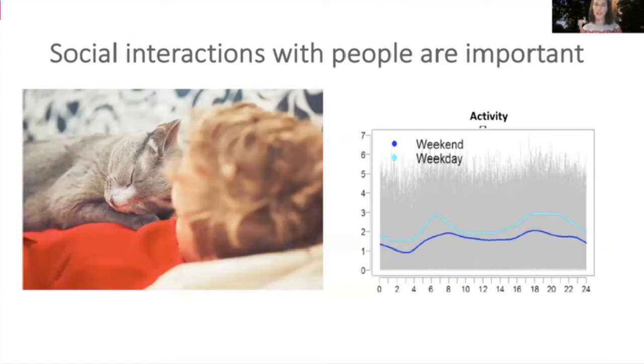Okay, social interactions with people are important. People will talk about cats being solitary or being somewhat aloof, but actually there's pretty good evidence, both just from our experiences with cats, but even objective evidence looking at activity, that their activity is altered by our activity. So they adopt a pattern that's very similar to ours.